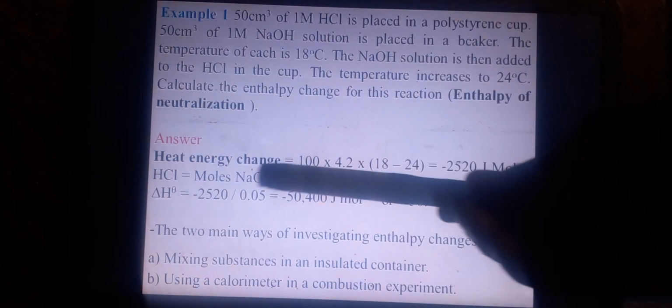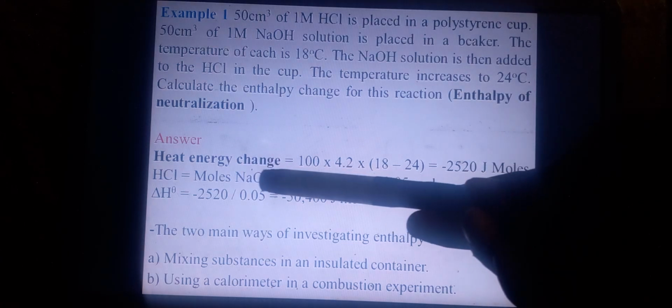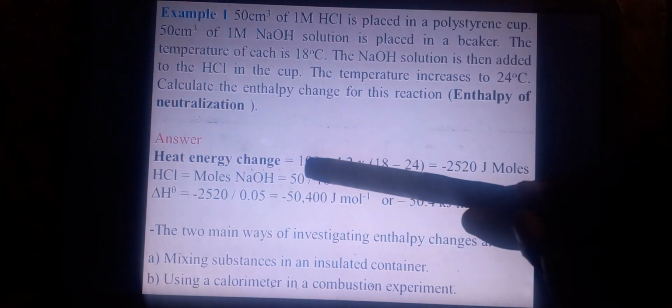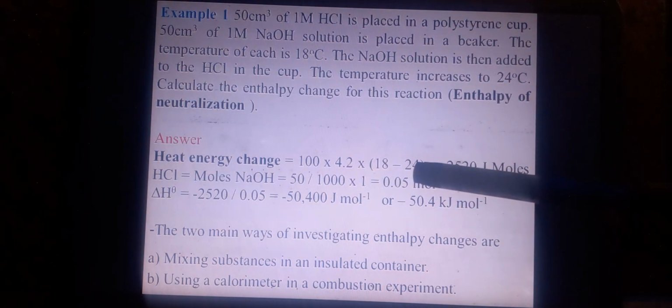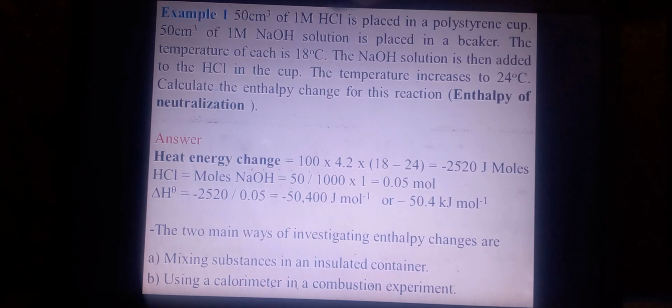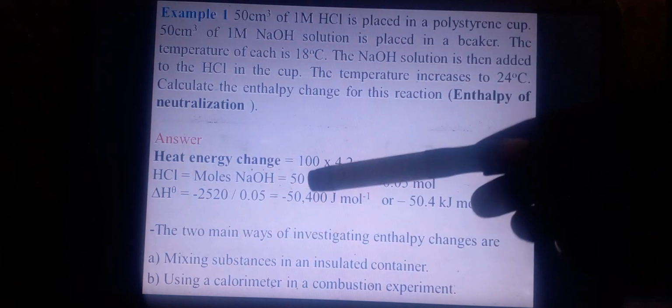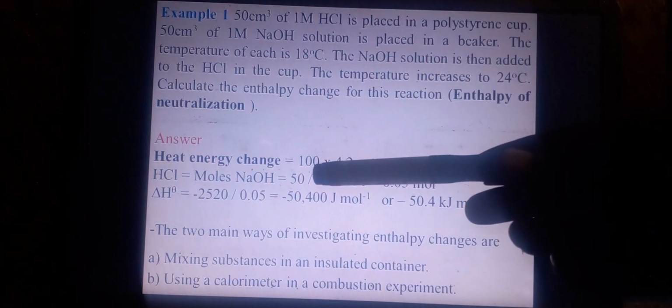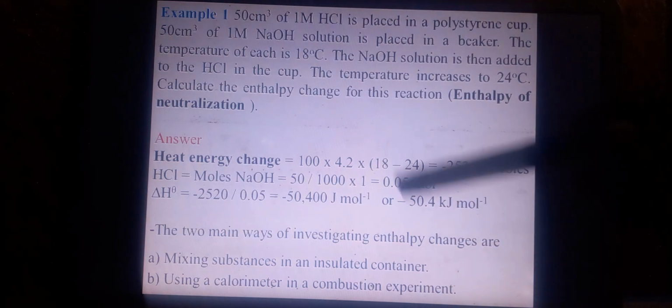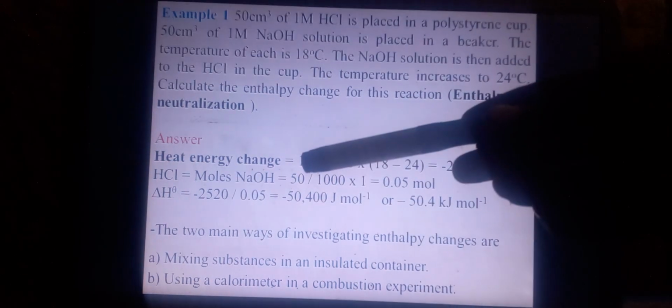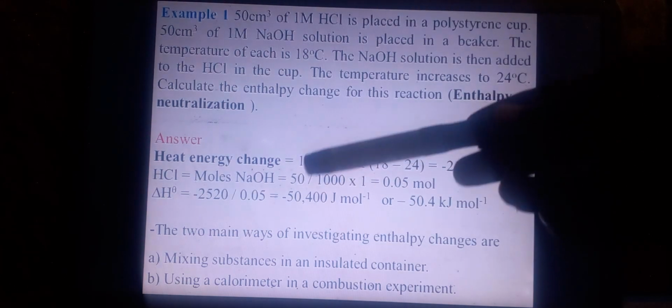So applying the formula, enthalpy change or heat energy change is equal to mass times specific heat capacity times temperature change. In this case, given that we are mixing two liquids, that is HCl and sodium hydroxide, you get the sum of the two. 50 plus 50, you get 100 cubic centimeters. Then remember, you need to convert it into grams. So use the density of water, which is 1 gram per cubic centimeter. If 1 cubic centimeter is 1 gram, what about 100 cubic centimeters? This will give us 100 grams.